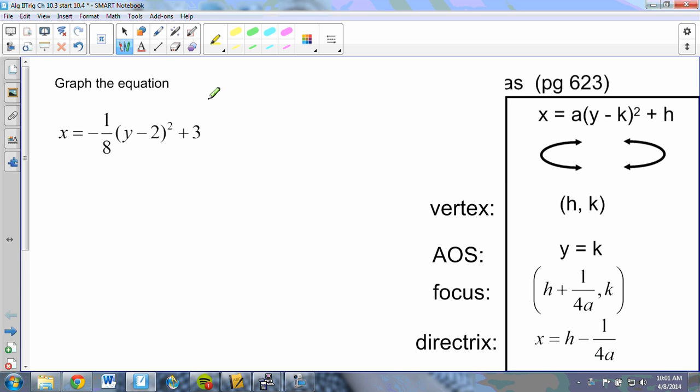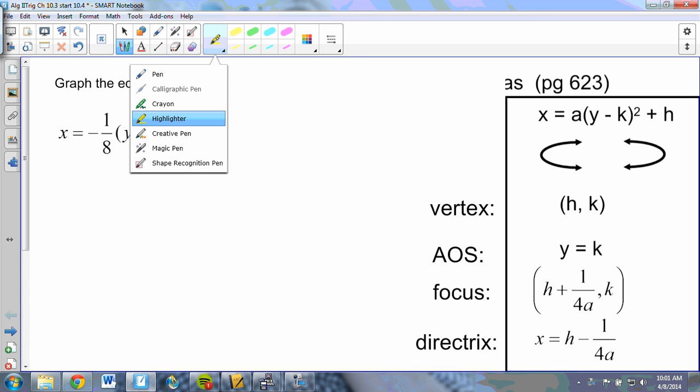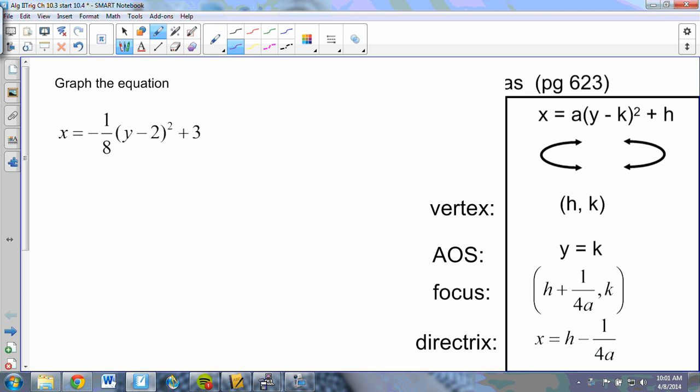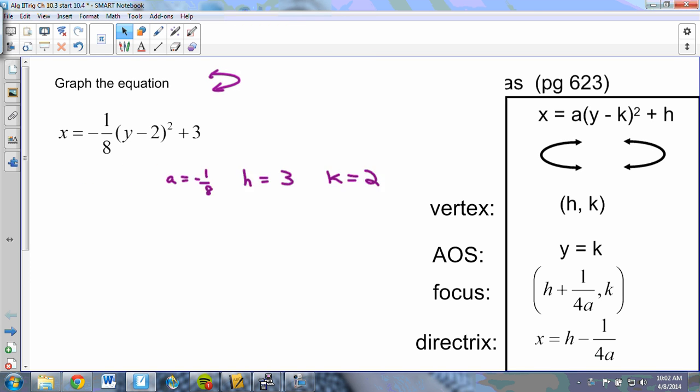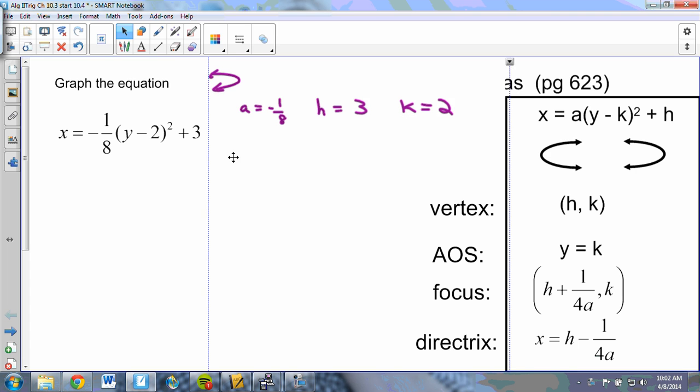We're going to graph this parabola. We know it's a parabola on its side because it's an x equals the negative a value. So we know it's going to look like this. We have an a value of negative 1 over 8, an h value of 3, and a k value of 2. Finding a, h, and k first is generally the way to go about starting these. Is there a question about how I got those?